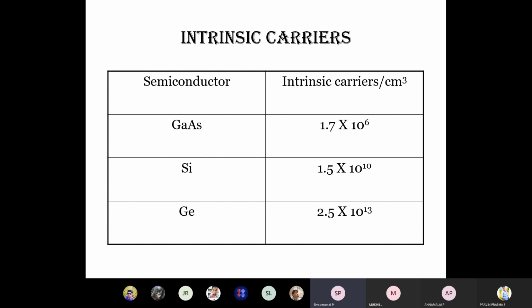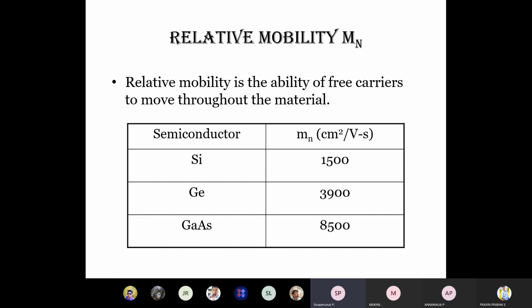Some intrinsic carriers in a semiconductor: gallium arsenide is 1.7 into 10 power 6, silicon is 1.5 into 10 power 6, and germanium is 2.5 into 10 power 6. Then relative mobility, the mobility of the free carriers to move through the material: 1500 for silicon, 3900 for germanium, and 8500 for gallium arsenide.